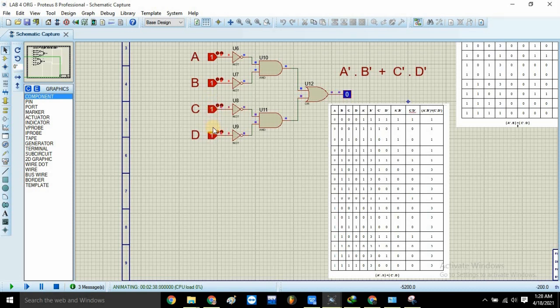Here we have 0, then at this we have 0, here we have 0. Hence at all 16 possible inputs, this circuit matches its respective truth table. Hence its validity is proved.